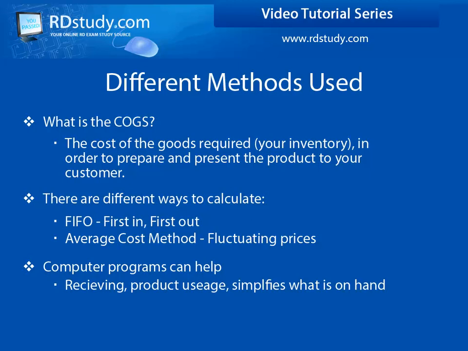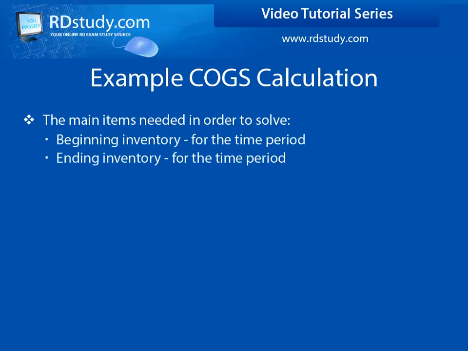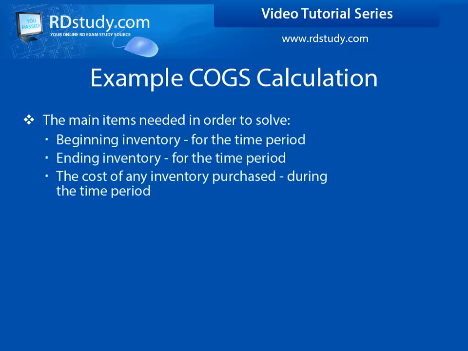It is equally important to be able to calculate this value based upon some given figures. The main components that are needed to solve are the beginning inventory value, the ending inventory value, and the amount of inventory purchased during the same time period. Remember, the cost of goods sold is for a designated time period. So let's use an example to show the general concept.